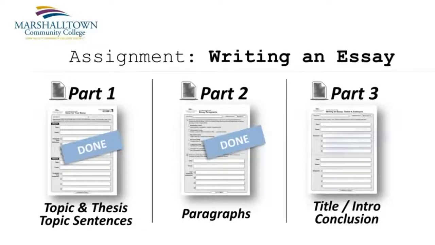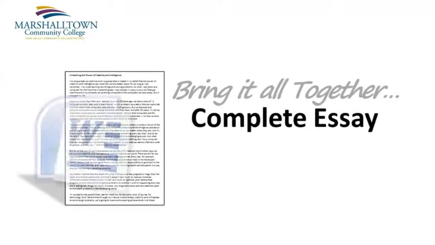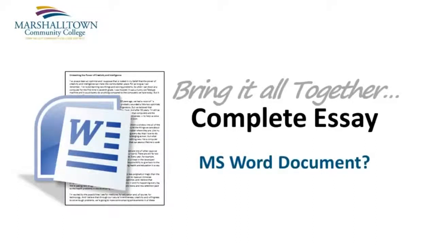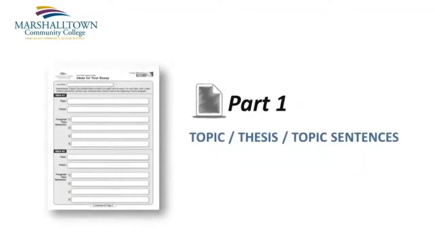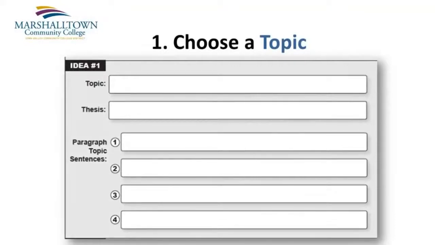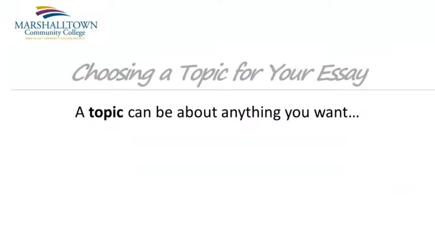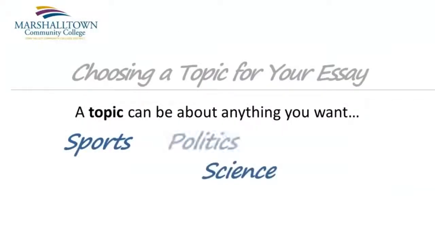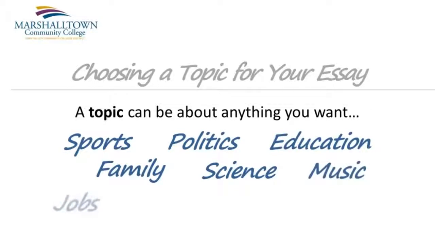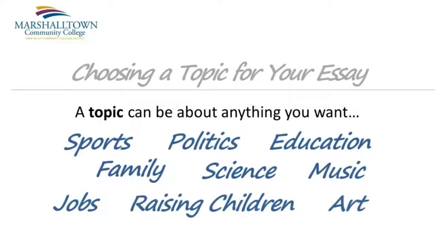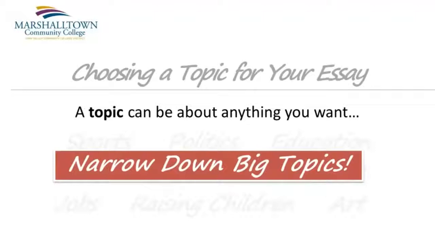After you've completed all 3 worksheets, you might consider copying your work to a word processing program like Microsoft Word or Microsoft Works. This can make it easier for you to edit and revise your essay. Let's take a closer look at part 1. At the top of the worksheet, you'll find a box for entering a topic idea. Now, a topic can be about anything you like: sports, science, politics, family, education. What's important is that you know how to narrow those big topics down before you start writing.